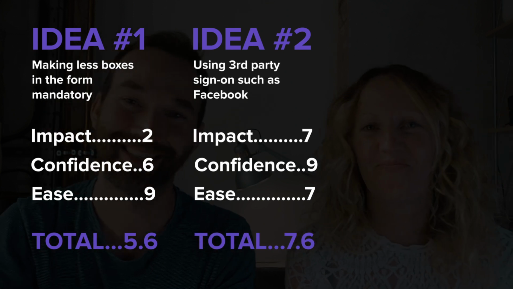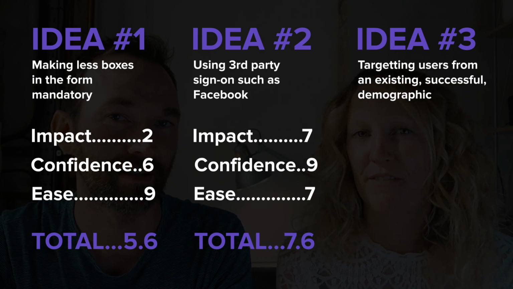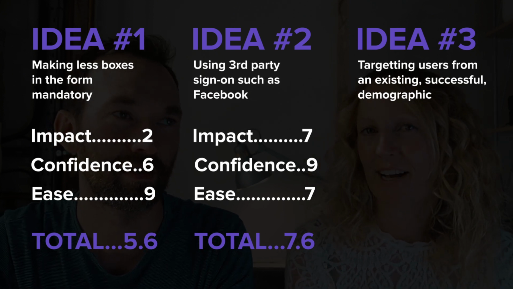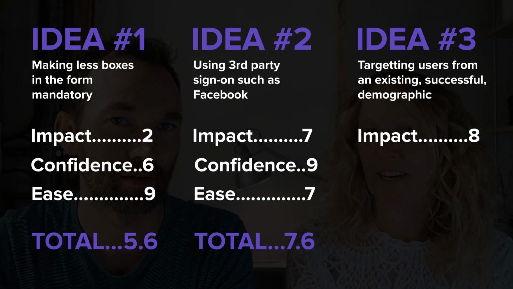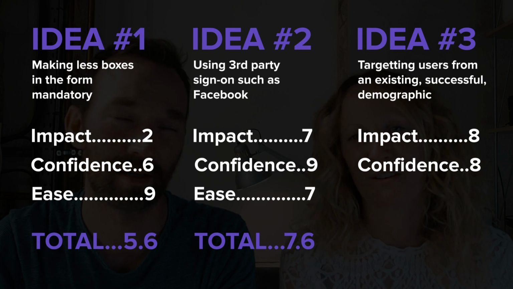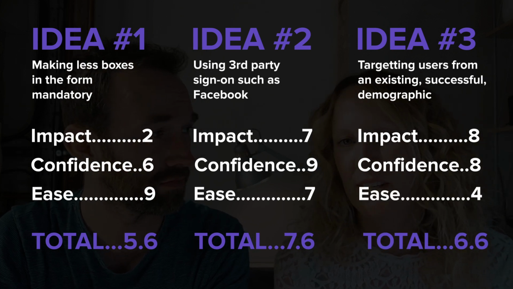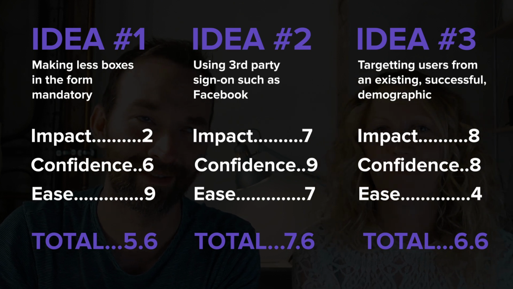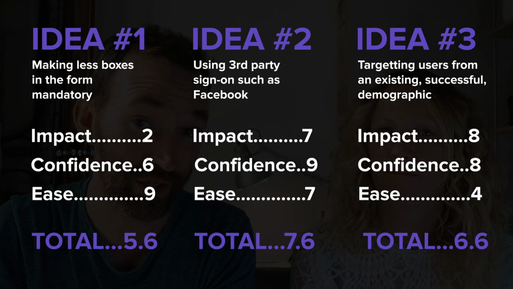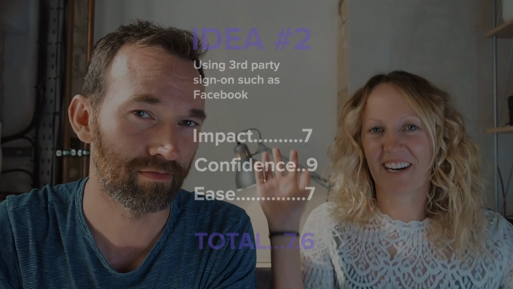7.6. Well done. So targeting people in the demographic that we know converts well. Impact 8, confidence 8, but ease, not so easy. We gave that a 4. So that gives us an average of 6.6. I'll save you the trouble. This scoring method makes our decisions for us. We're going to implement a Facebook login option.